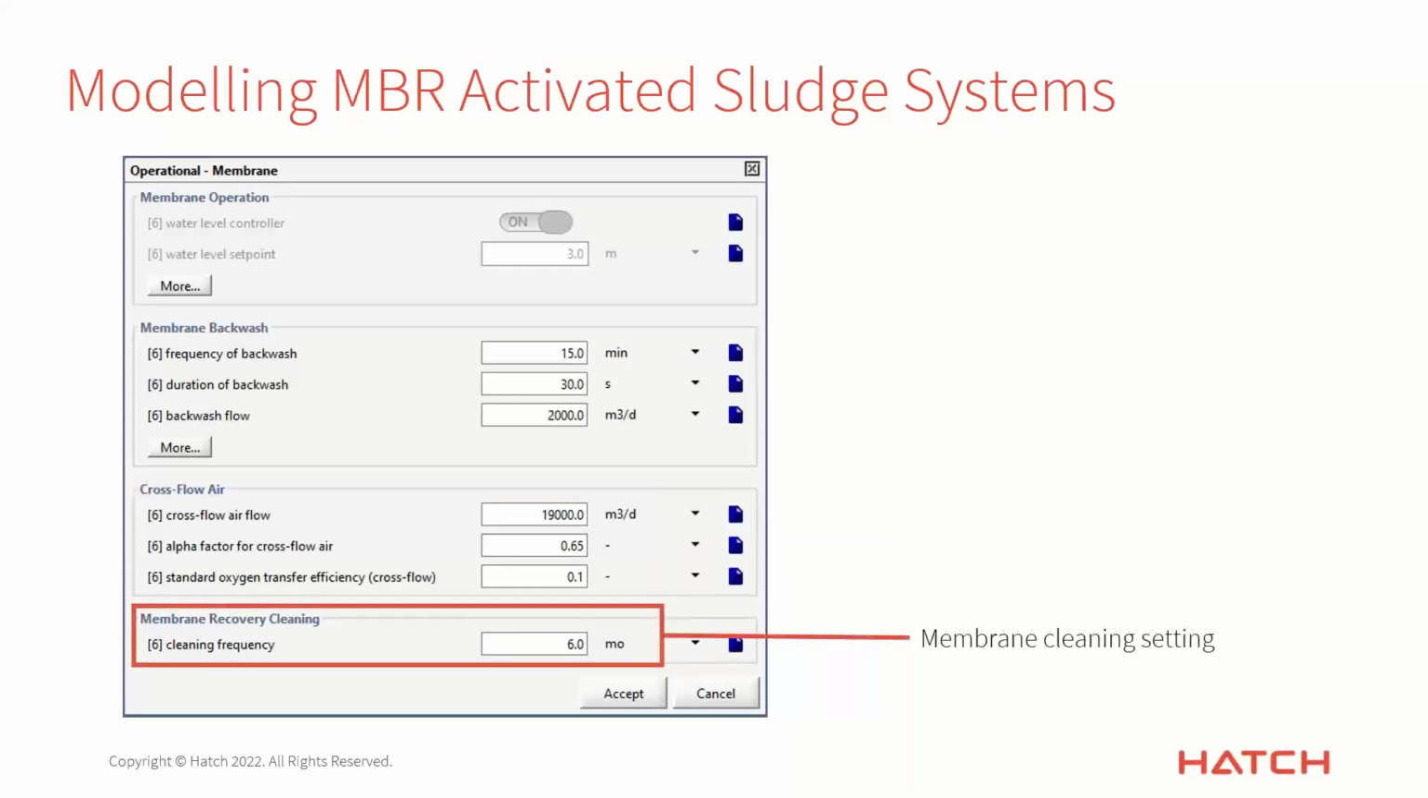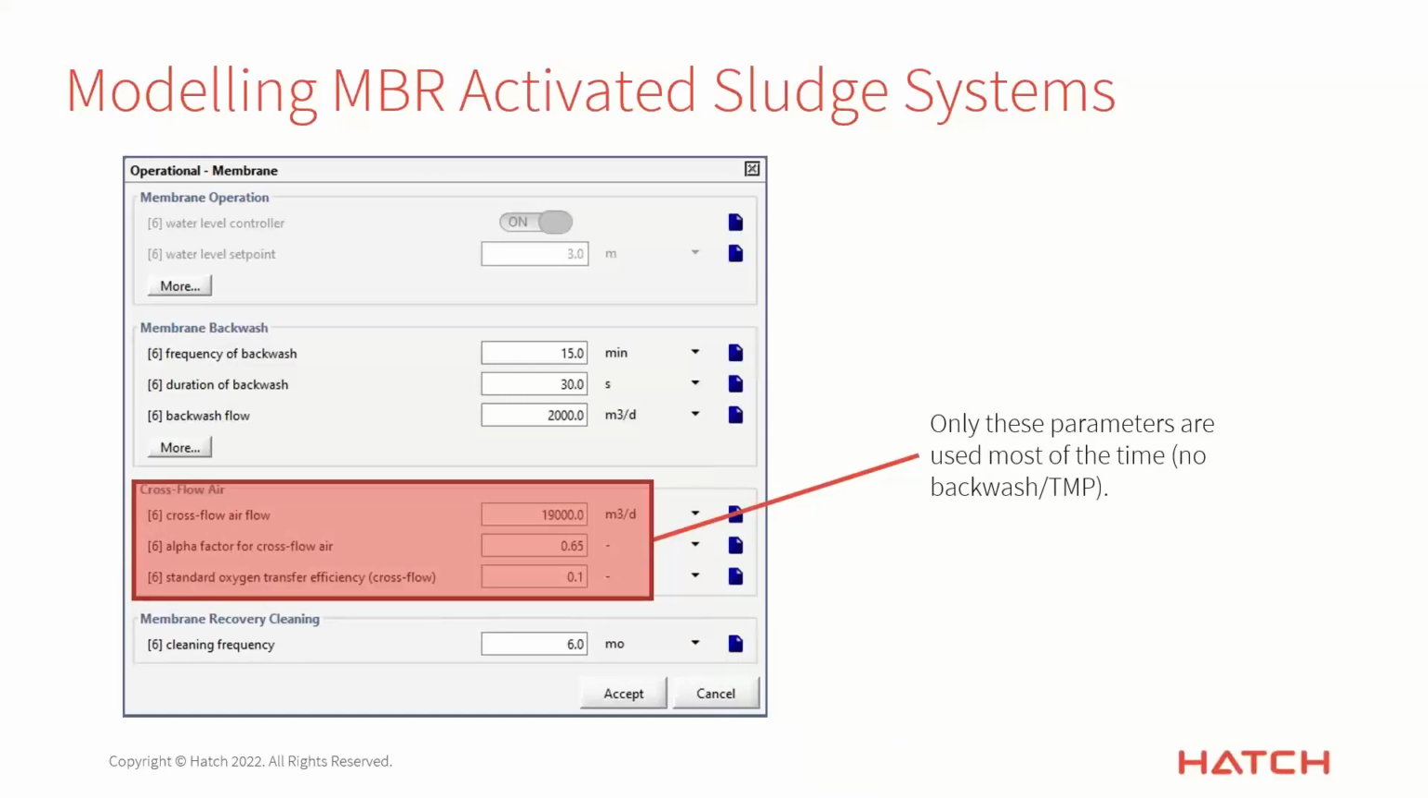And then lastly, you'll find how frequently we do a full chemical membrane cleaning. That often means taking the membranes out of the tank, or sometimes in-tank cleaning can happen too. But basically, this is something that is going to, in essence, reset the fouling, in this case, every 6 months. Now, as I mentioned before, if you're only using the simplest basic settings, then these are the only three parameters that you'll really have to worry about.